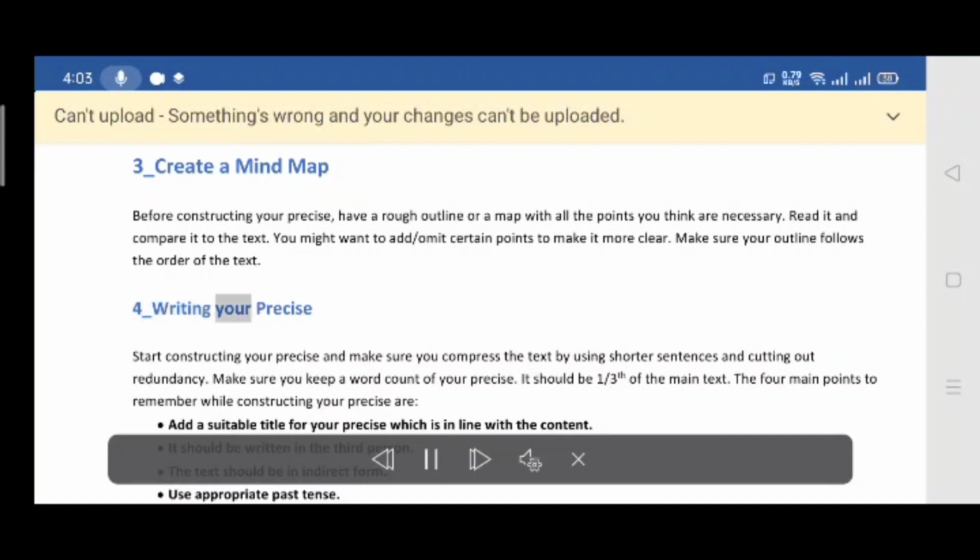4. Write your précis. Start constructing your précis and make sure you compress the text by using shorter sentences and cutting out redundancy. Make sure you keep a word count of your précis. It should be one-third of the main text. The 4 main points to remember while constructing your précis are: add a suitable title for your précis which is in line with the content. It should be written in the third person. The text should be in indirect form. Use appropriate past tense.